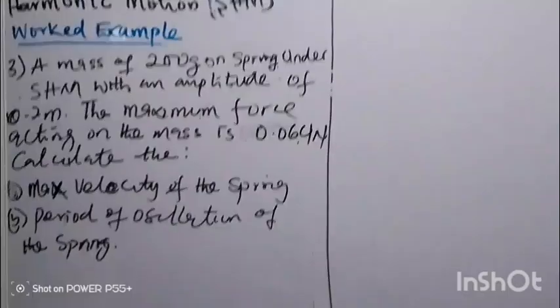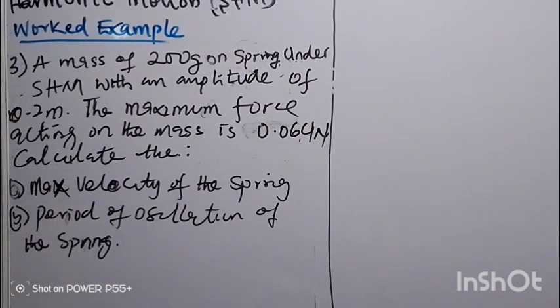Now let's take this one as example 3. The mass of 200 grams on a spring under SHM with an amplitude of 0.2 meter. The maximum force acting on the mass is 0.064 Newton. Calculate A, the maximum velocity of the spring, and B, the period of oscillation of the spring.